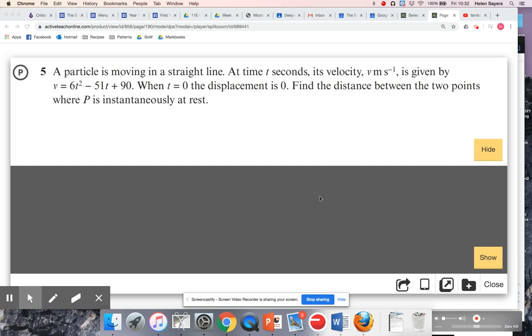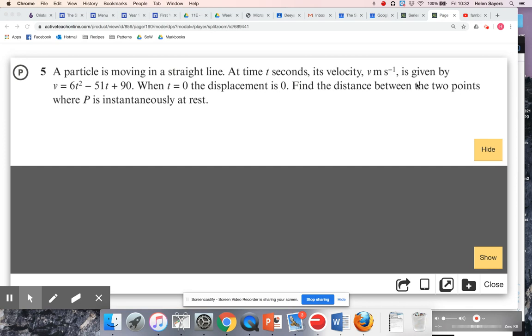Okay, so we're looking at exercise 11D from the first year mechanics textbook, and we're on question 5. A particle is moving in a straight line. We're given its velocity in terms of time. We're told the initial displacement is 0, and I'm asked to find the distance between the 2 points when P is instantaneously at rest. Okay, so I am going to need to integrate to find displacement.